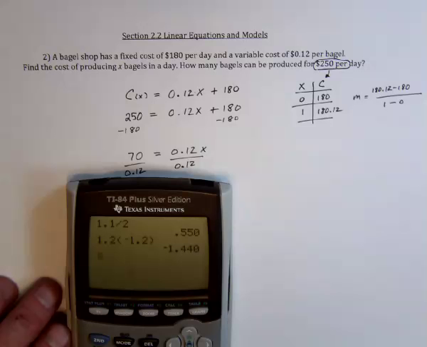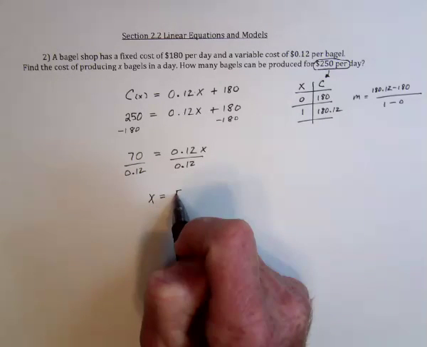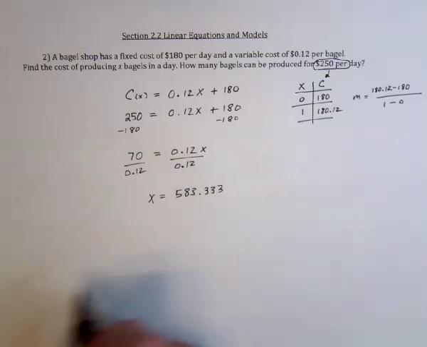So we'd have 70 divided by 0.12, which is 583.333. X is equal to 583.333.